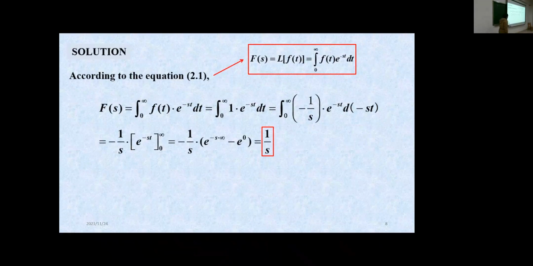Let's think about another situation. How about when the step value is not a unit value? Maybe the final value is not 1. Probably it's 2, 3, 10. So then what is the Laplace transform of that kind of different step?